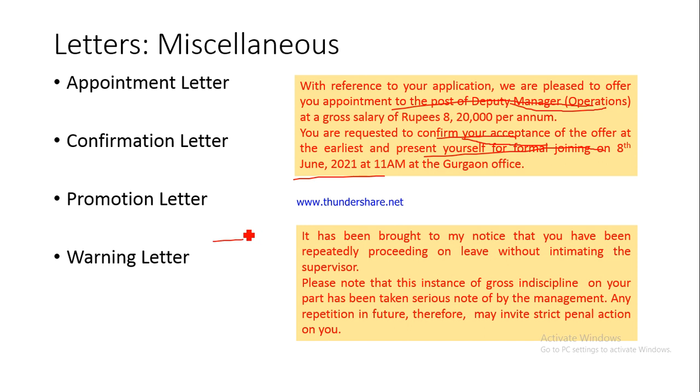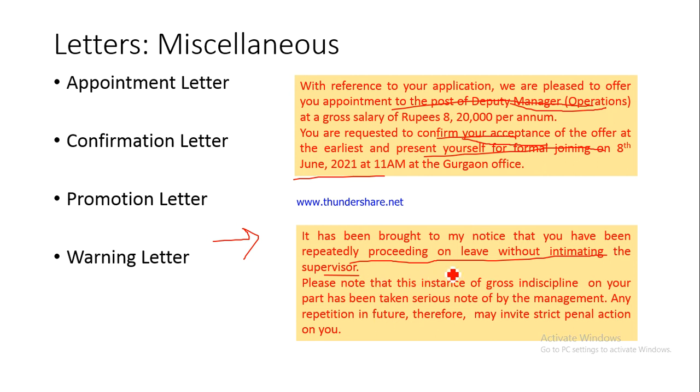Now have a look at this kind of a warning letter. It has been brought to my notice, the manager is writing this to the employee, that you have been repeatedly proceeding on leave without intimating the supervisor. So some employee has been going on leave without informing the supervisor. Generally in organizations, when you go on a leave, you have to inform the supervisor in advance. You cannot straight away go on a leave without informing anybody, because then the work would get held up and no organization wants that. So you have to apply for leave in advance. Only in emergency you can proceed on leave without informing the supervisor, but then too you have to inform the supervisor, though you have proceeded on leave, but just let the supervisor know. So this person has not been doing that, right?